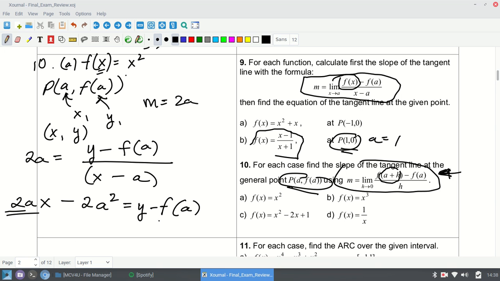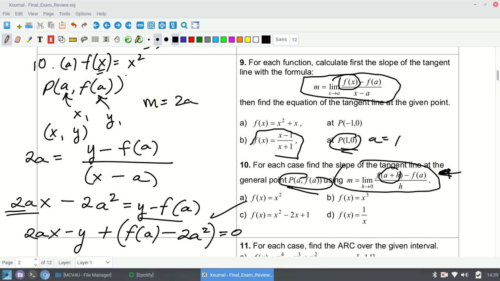So then bring this stuff over to the other side. So we get 2ax minus y, plus this constant, which is f of a, minus 2a squared. Check it. You should get that equals 0. And that's it. That's my equation for the first part, at least part A.